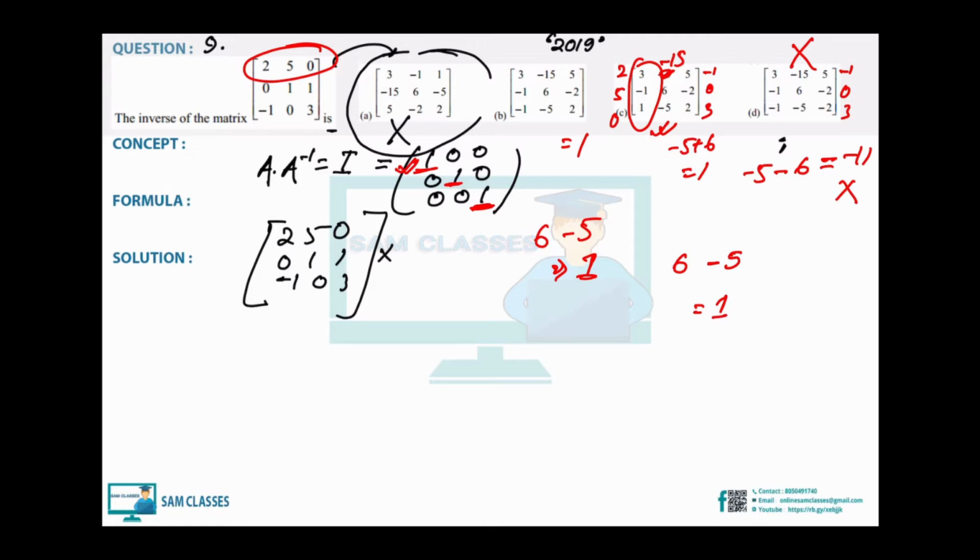Now what else can I check with? I can go with the second one. Second and first, it should end up giving me this 0. So let's try it out, okay? So I'll put here 0, 1, 1. So 0, 1 into minus 1, we get minus 1. And 1 into minus 1, again minus 1. So what are we getting, students, here? Minus 2. So this can't be possible because here it is generating minus 2.